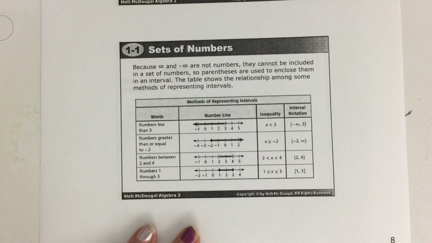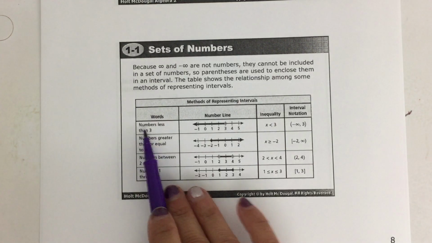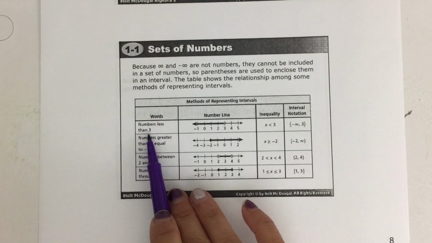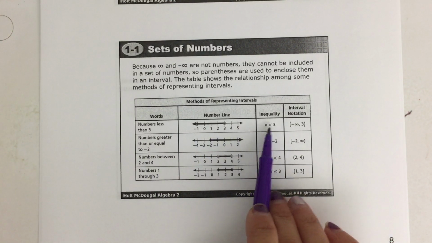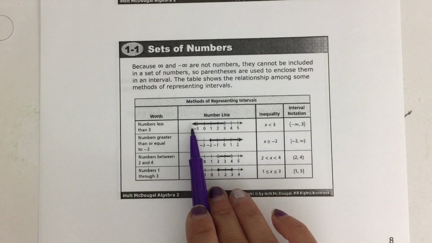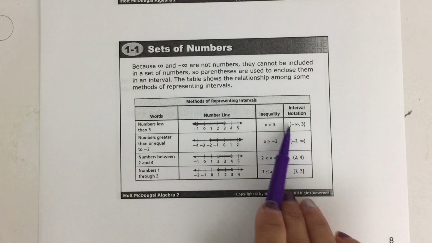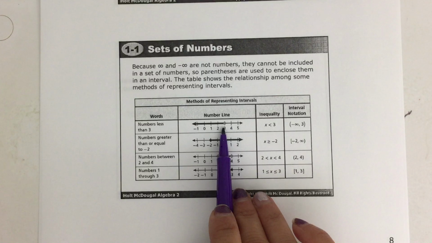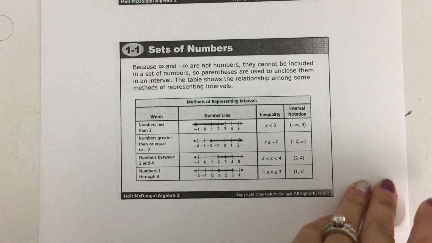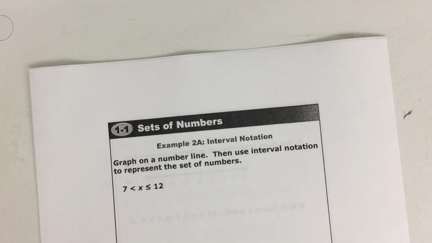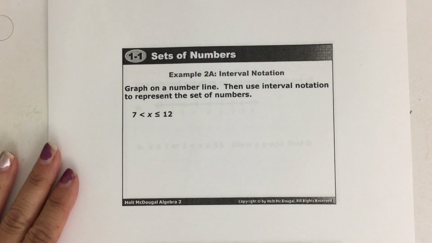So here's just a little chart that shows you that there are so many different ways that you can represent sets of numbers. So if I have numbers less than 3, well, that's using words. Less than 3 would mean open circle on 3, less than. Inequality, x is less than 3. Interval notation, arrow going to the left, so it's rounded, negative infinity. Open circle on 3, so it's rounded. So there are 4 examples just showing you how you can go from one notation to the next. And that's what we get to start doing right now. Put on your seatbelt, here we go.